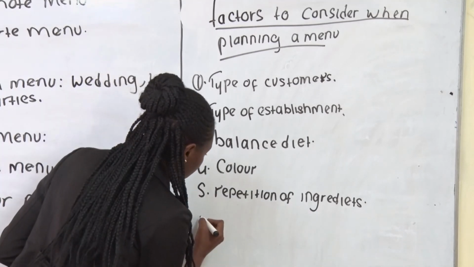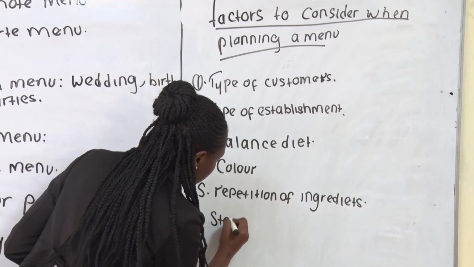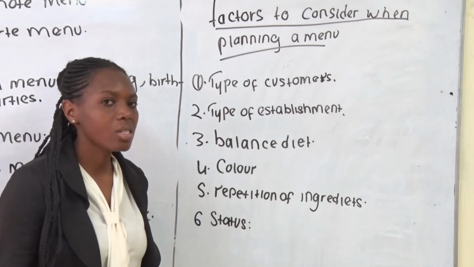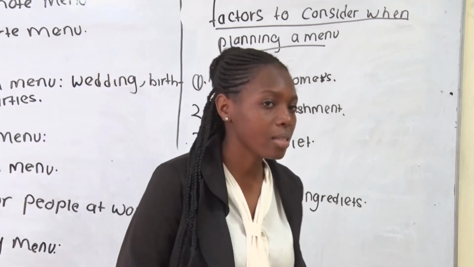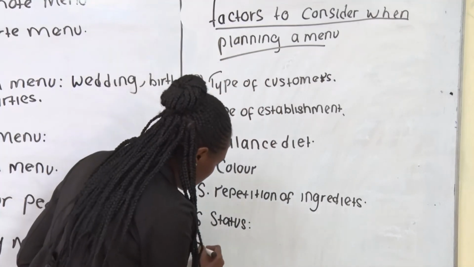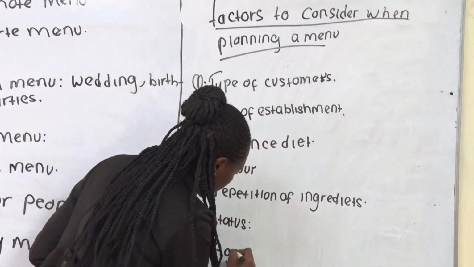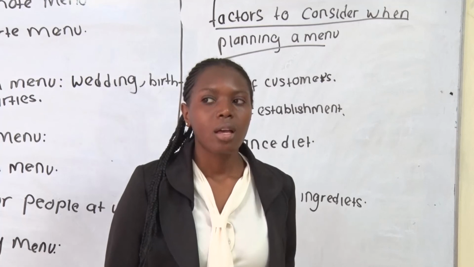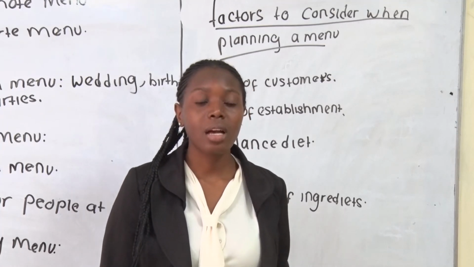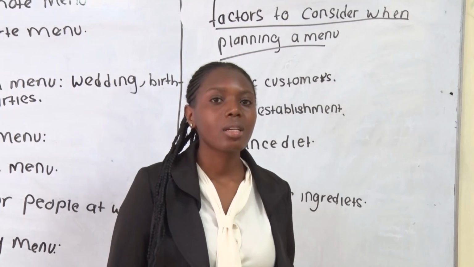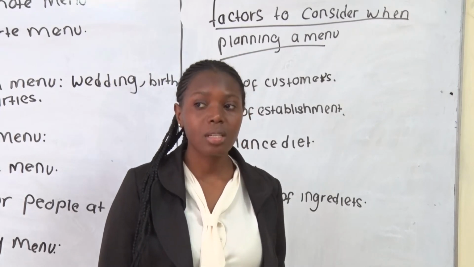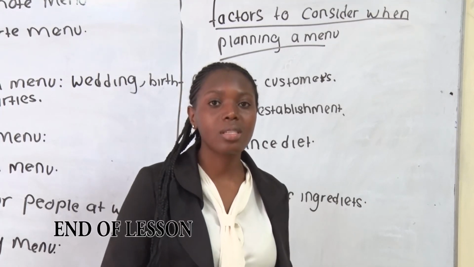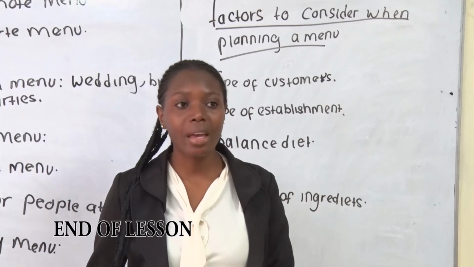The other one is status. You must consider the health status of your guest. Number 7, age. You must consider the age. For example, the menu used by the children, or the portions that can be used by the children, is not the same portion that can be used by the elder people.